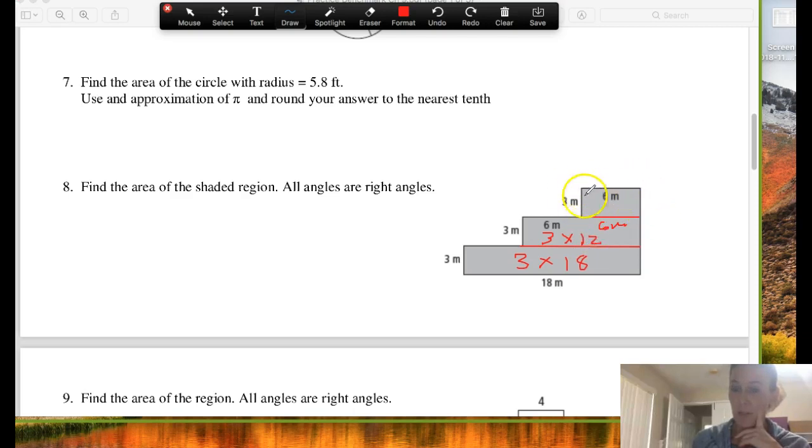And then this rectangle, I have the length and the width. I have 3 times 6. So just do all these values. If I go 3 times 18, I'm going to get 54.